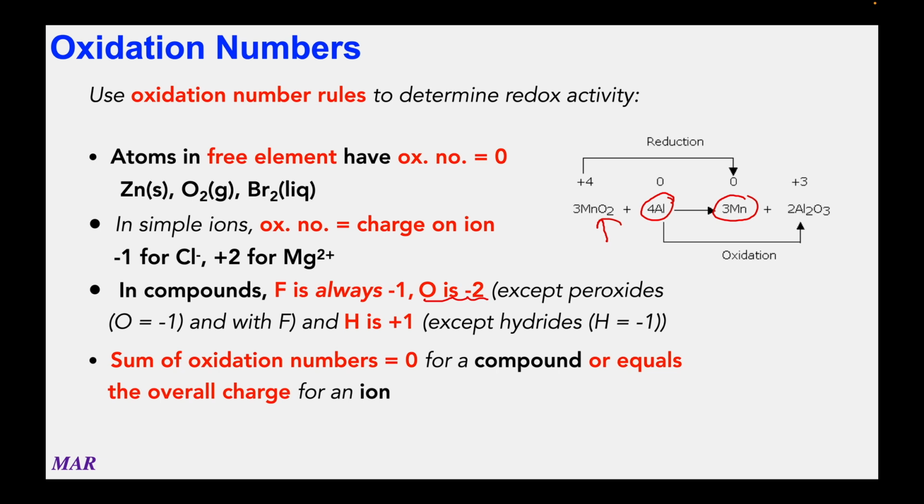And in aluminum oxide on the right, oxygen's usually -2 and there are three of them, so that's -6. The two aluminums have to balance it out. If each aluminum is +3, it'll balance it out, no problem. So that's a very fast way to look at oxidation numbers. It's mostly just about what the charges are in the species.